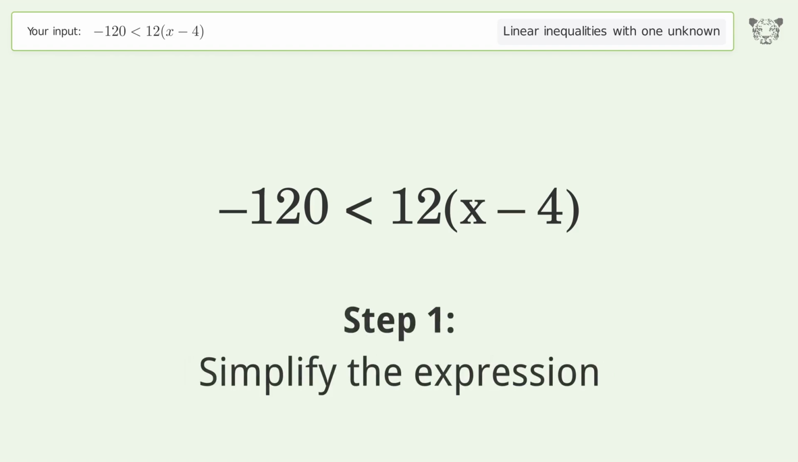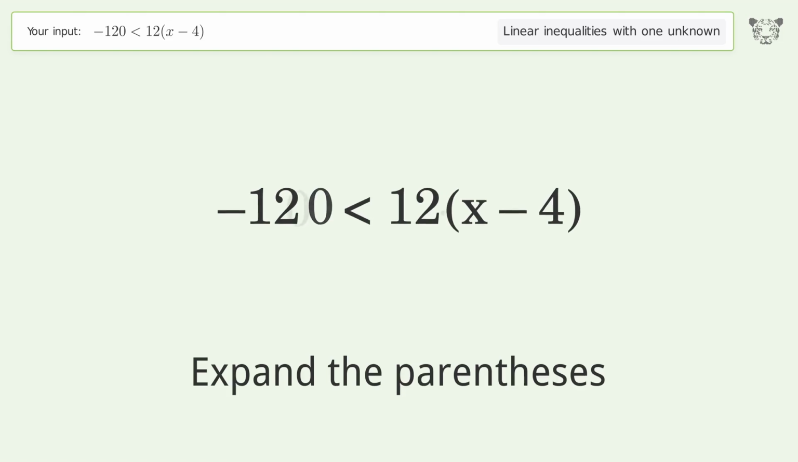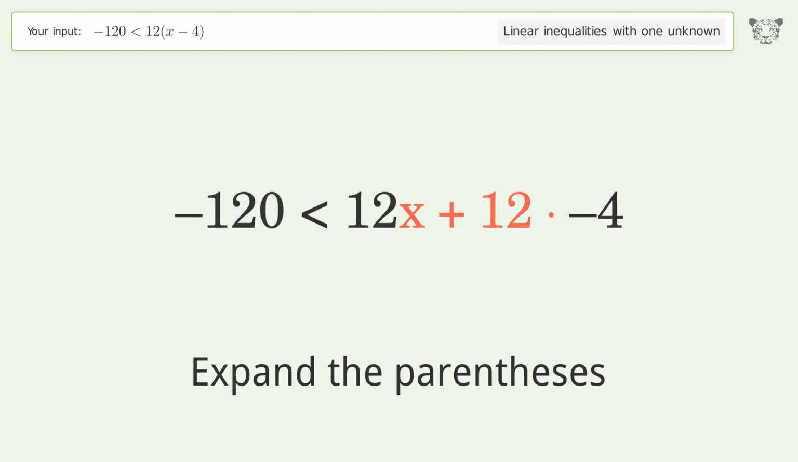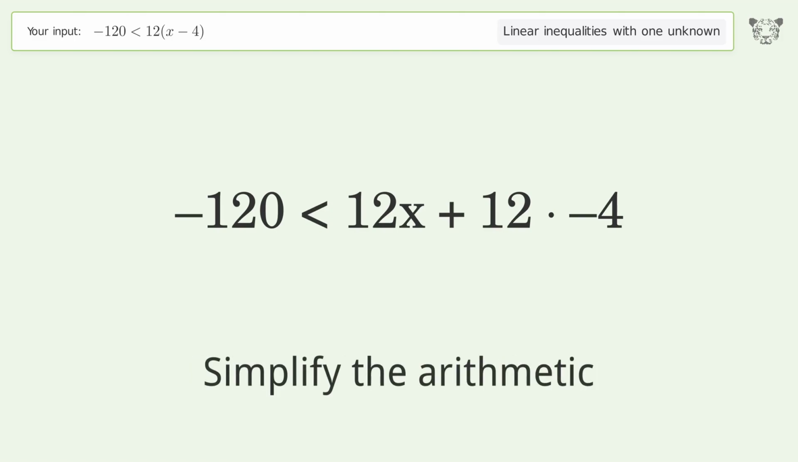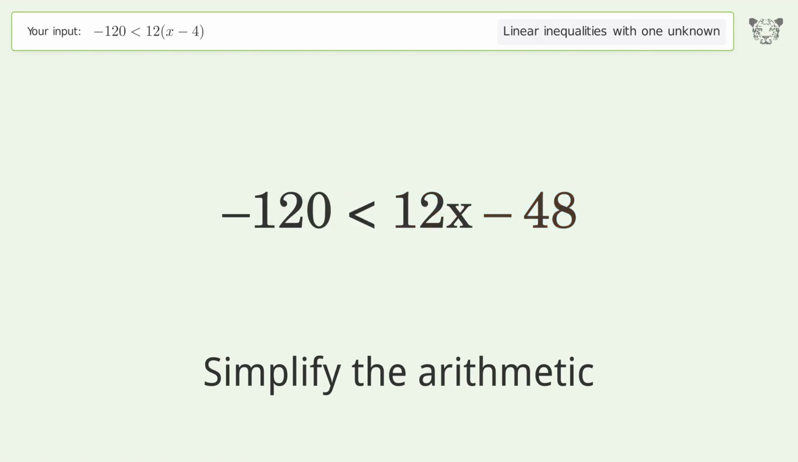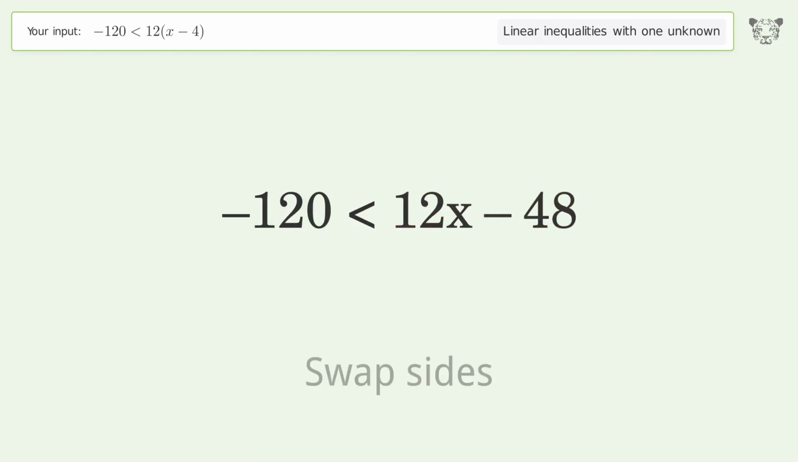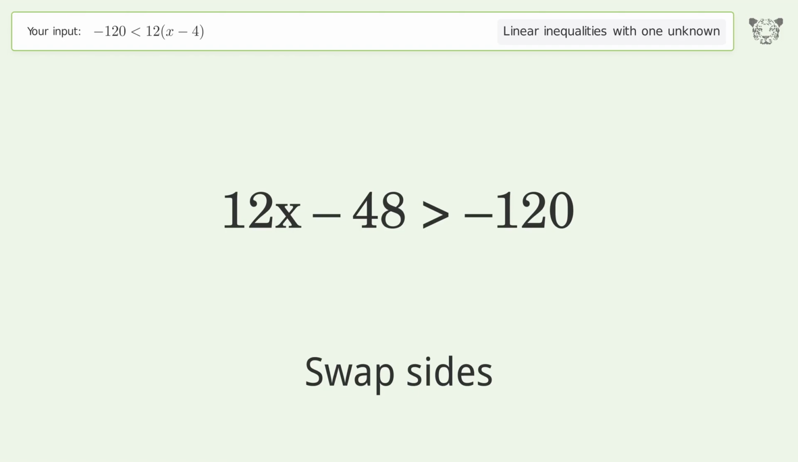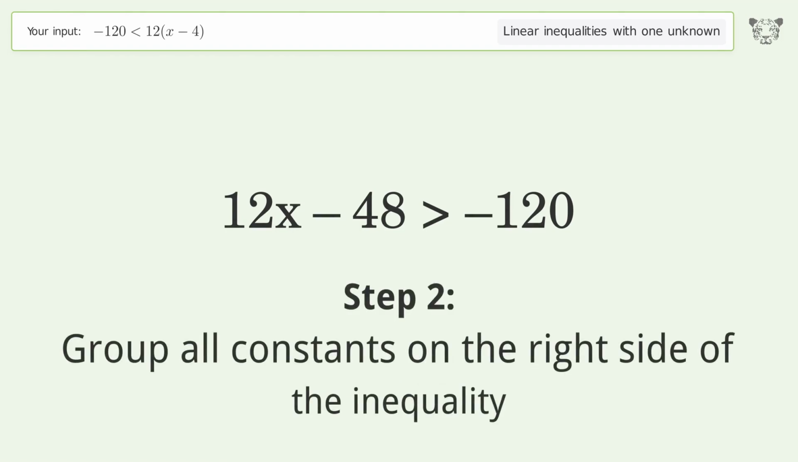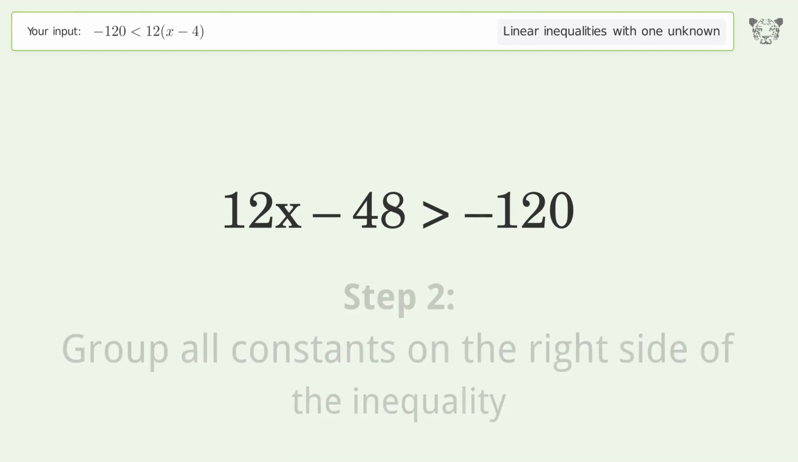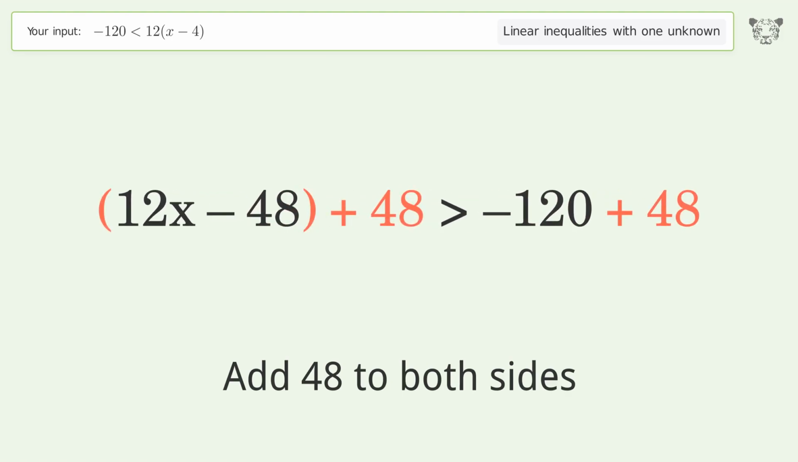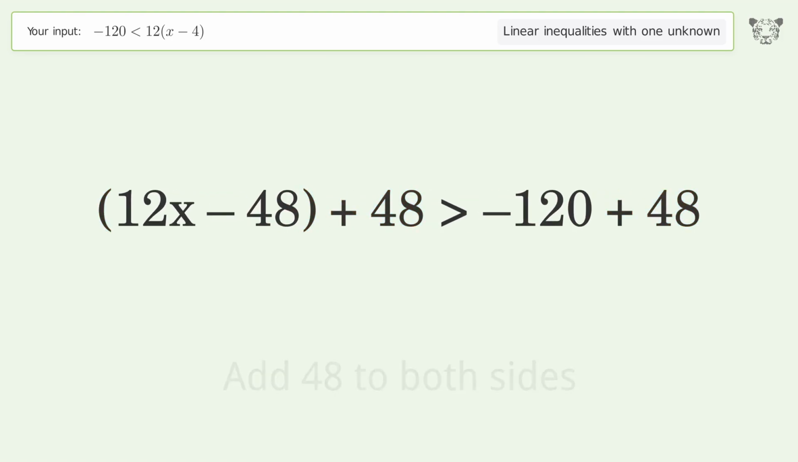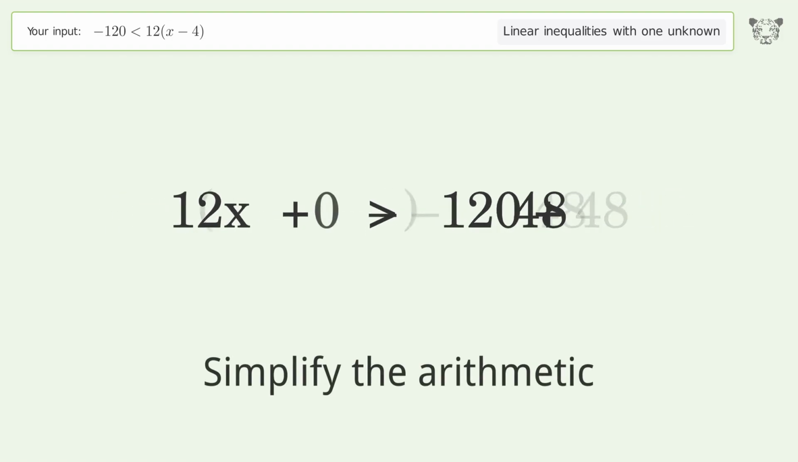Simplify the expression. Expand the parentheses. Simplify the arithmetic. Swap sides. Group all constants on the right side of the inequality. Add 48 to both sides. Simplify the arithmetic.